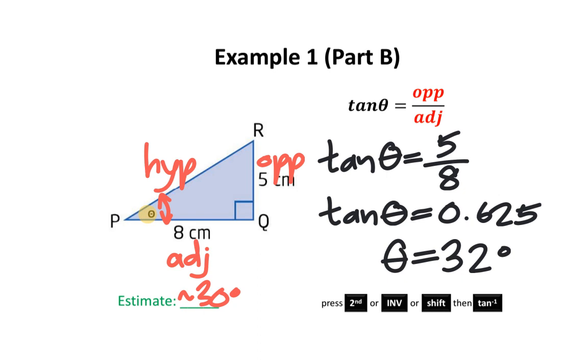If you remember, before doing any calculations, we made an estimate. We estimated this unknown angle to be about 30 degrees, since it appeared to be an acute angle. After doing our calculations, we got something pretty similar. Therefore, this unknown angle is 32 degrees.